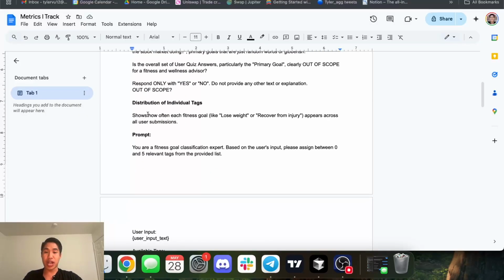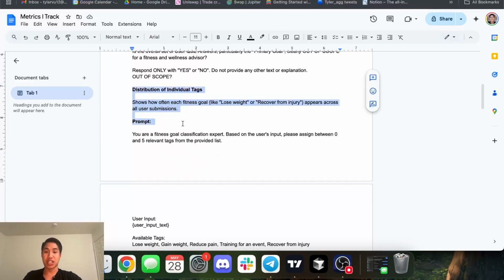And the next thing we're going to track is the distribution of individual tags. So we want to see how often each fitness goal appears across user submissions. And again, this is just for this specific funnel. There's a bajillion different ways to do a data analysis of results and evaluating an AI system. This is just one way I'm doing it, by the way.